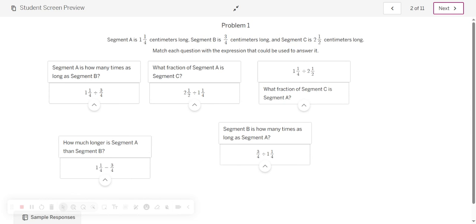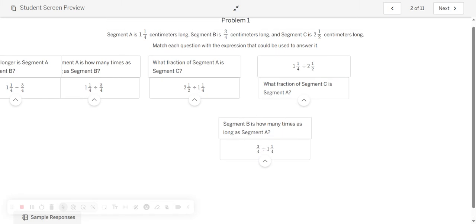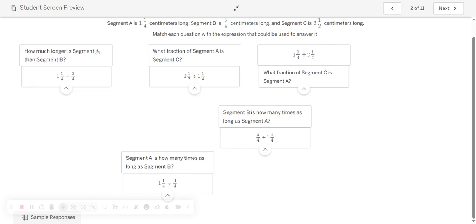The first of which is set up differently in the workbook. In the workbook, the very first one, A, asks how much longer is segment A than segment B? Everything's kind of jumping around on me. Here we go. How much longer is segment A than segment B is a subtraction problem. And so you would take segment A minus segment B.